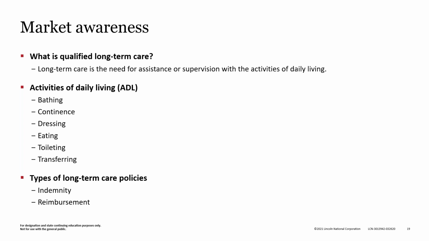A reimbursement policy will pay up to that full daily or monthly benefit, but never more than the actual cost of care. The advantage here is that you're ensuring that those dollars are going to where they were intended. They're actually going to reimburse a home care agency or an assisted living or memory care facility that provided that care, and we're ensuring that those dollars are going where they were intended.